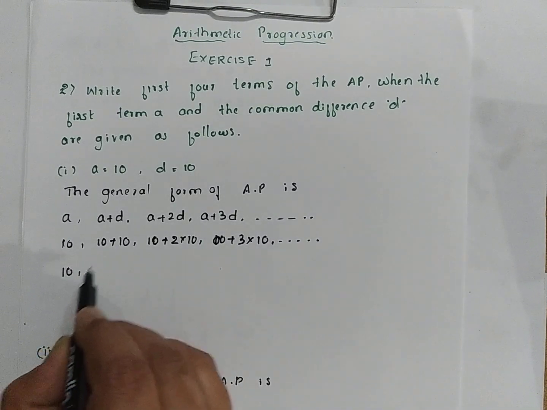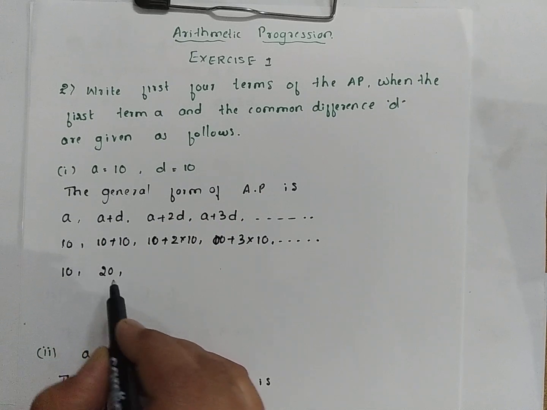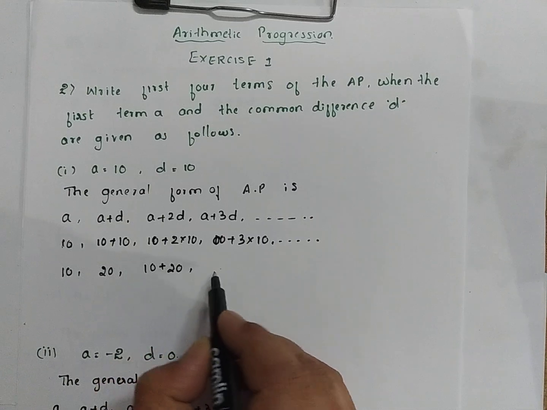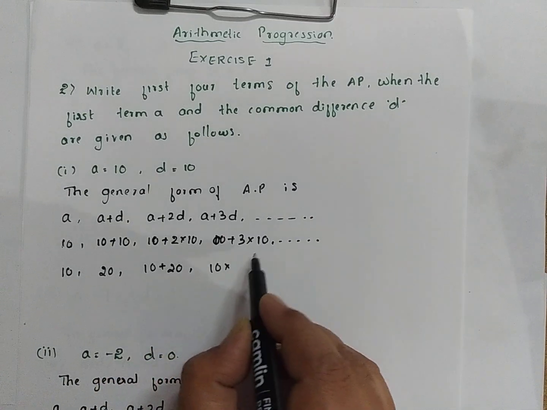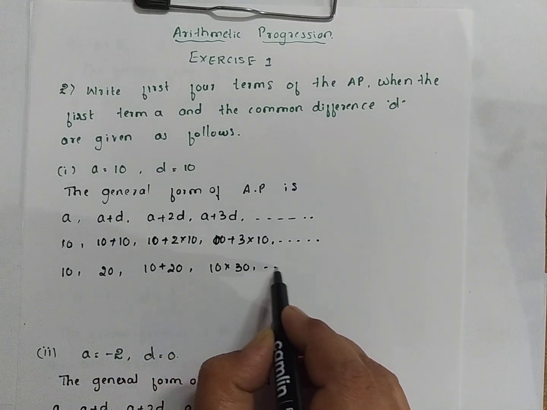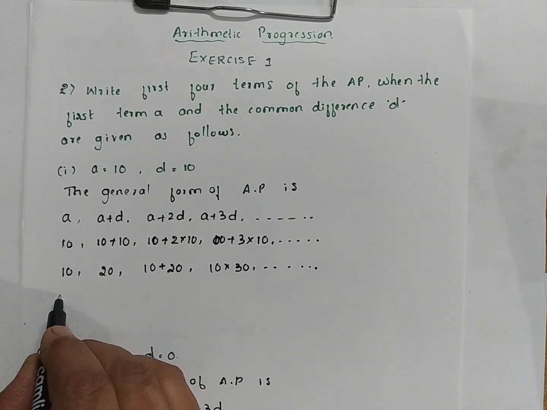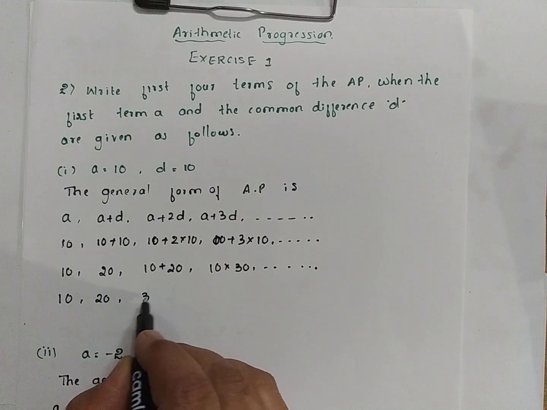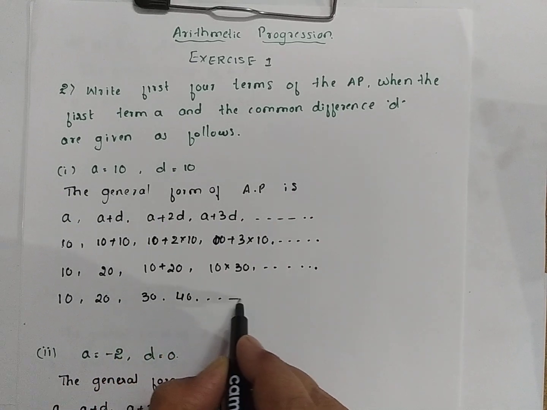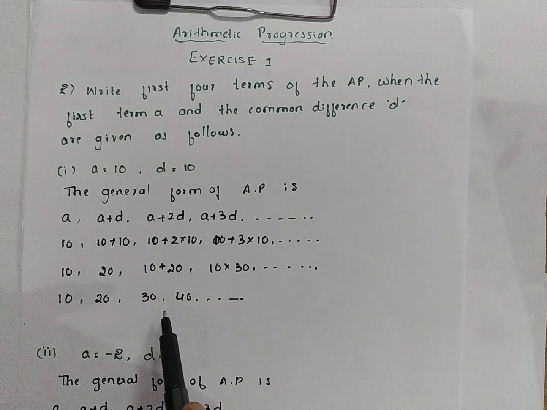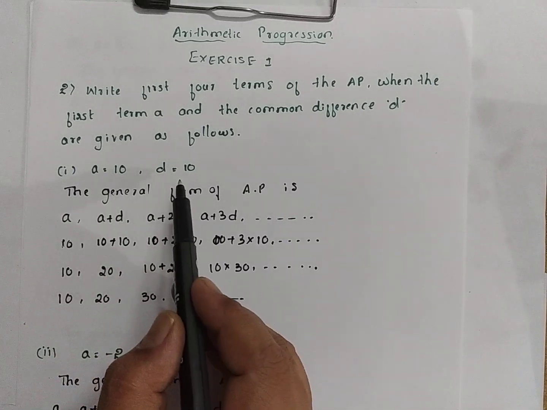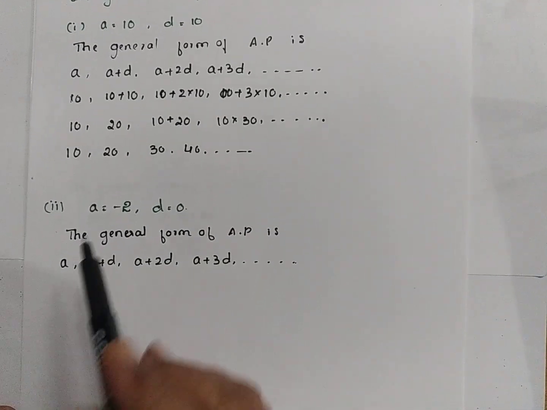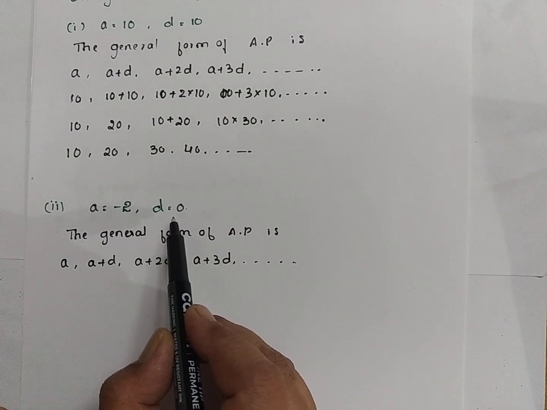That is 10, then 10 plus 10, that is 20. Next, 10 plus 2 into 10, 20, and 10 plus 3 into 10, 30. So these are the terms. You simplify in another step: 10, 20, 30 and 40. So this is the arithmetic progression when A equal to 10 and D equal to 10. And the second problem is A is equal to minus 2 and D is equal to 0.